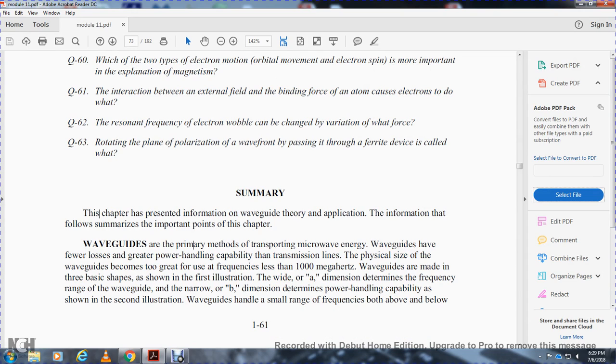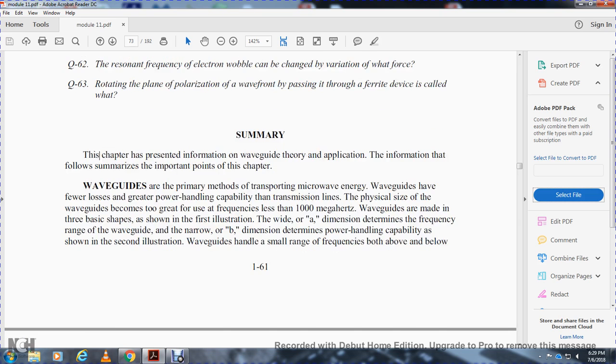The physical size of transmission lines becomes too great at frequencies less than 100 megahertz. Waveguides are made in three basic shapes, as shown in the first illustration. The wide A dimension determines the frequency range of the waveguide, and the B dimension determines the power handling capabilities, as shown in the second illustration. Waveguide handles a small range of frequencies both above and below.